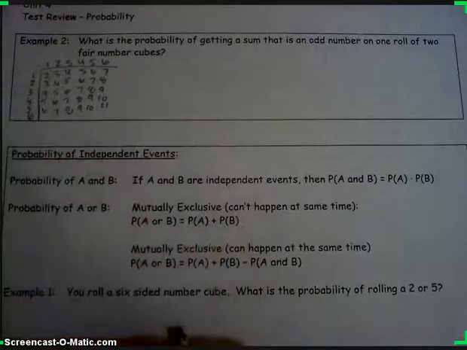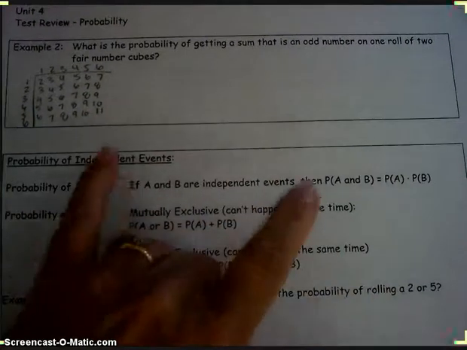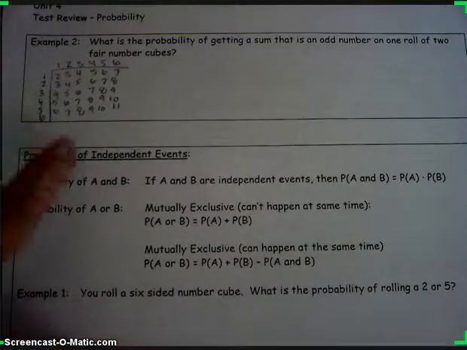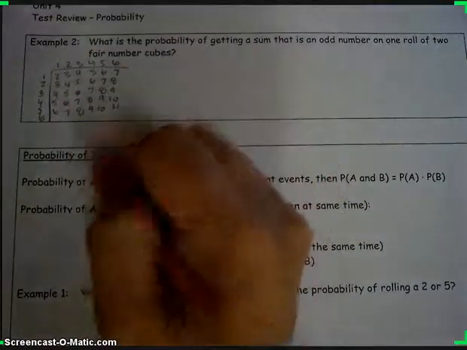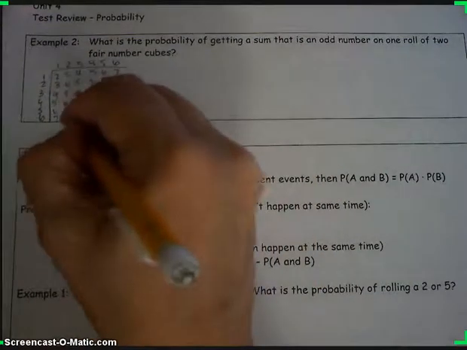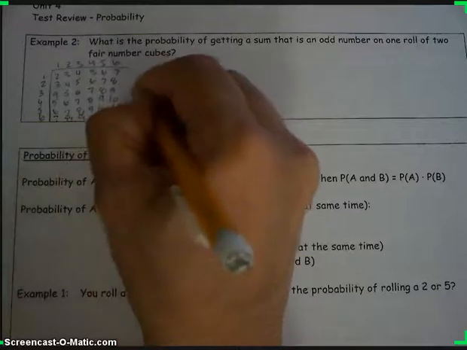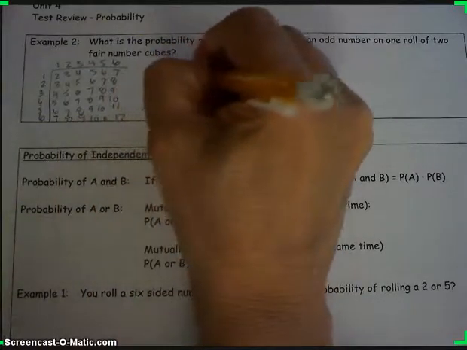So this one asks what's the probability of getting a sum that is an odd number on one roll of 2 fair number cubes. So I wrote out here all the possible outcomes. So if we added these up, you would see that you have 36 possible outcomes here. I didn't finish this. It would be 7, 8, 9, 10, 11, and 12. So I have right here 36 possible outcomes when I roll the dice.